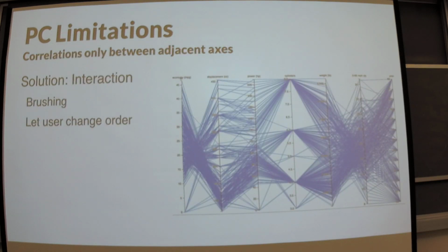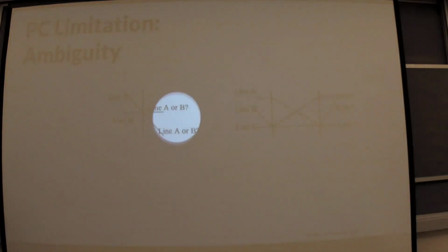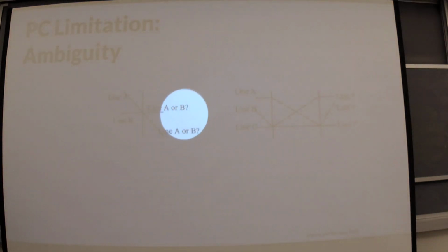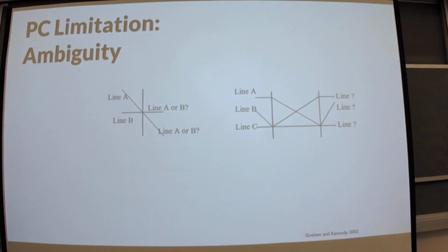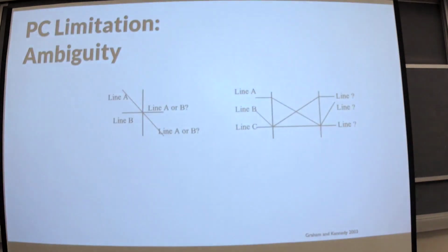So yeah, I talked about the interaction here, so I'm going to skip this one. Another more subtle limitation of parallel coordinates is line ambiguity. If we have line A and line B coming in from the left, we do not really know which of those two lines continuing from here is line A and which is line B, right? This isn't obvious. And here's a more complicated case. Here, I don't even know anymore which line is which.